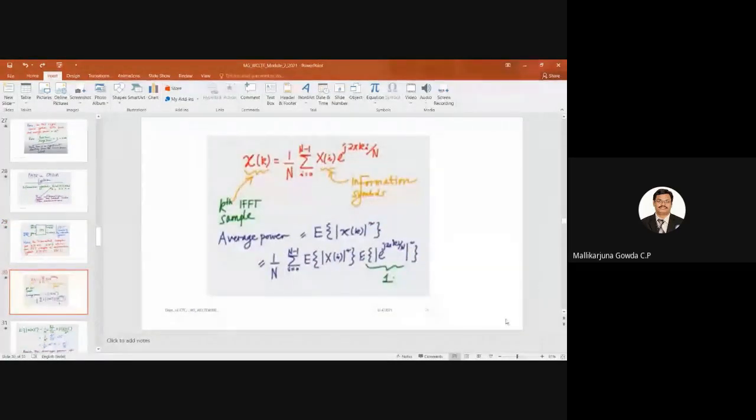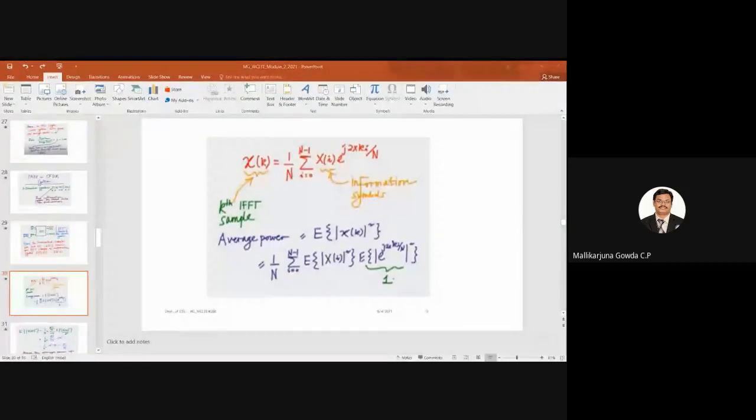Now to find the peak power and the average power, we write x of k equal to this formula, the IFFT formula: 1 by N summation i equal to 0 to N minus 1, X of i e power j 2 pi k i by N. Here capital X of i is my information symbol, and small x of k is my k-th IFFT sample.